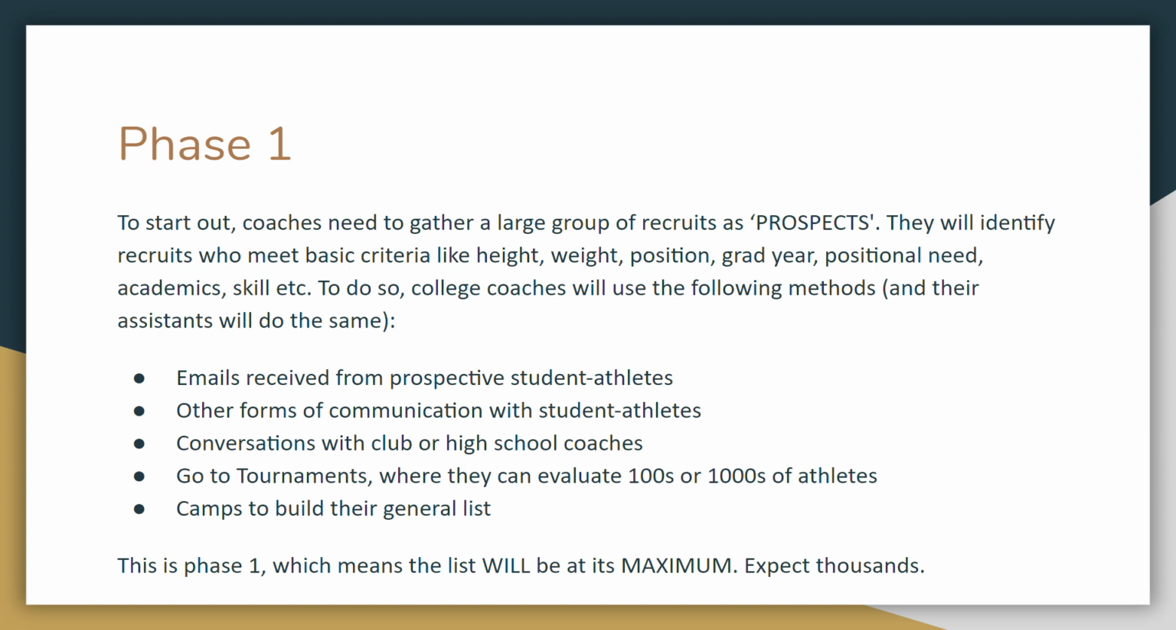Okay? Now, as a general summary, college coaches are going to use the following methods, including their assistants, because a lot of coaches will have their assistants do a lot of recruiting to find that first funnel of players or student athletes, their prospects, and then they'll put them in a list. So, how do they do this? They're going to take emails that they receive from prospective student athletes and put them into their prospect list. Other forms could be phone calls, letters, text, things like that, depending on the division, of course. Those other forms of communication will be added to the prospects list.